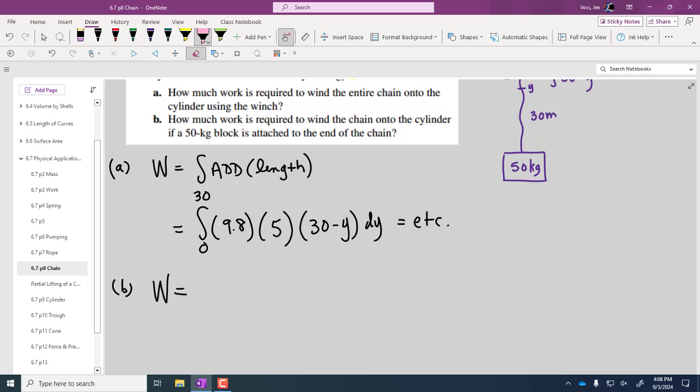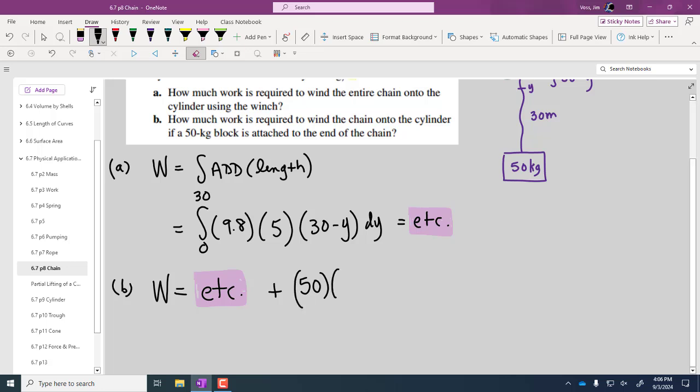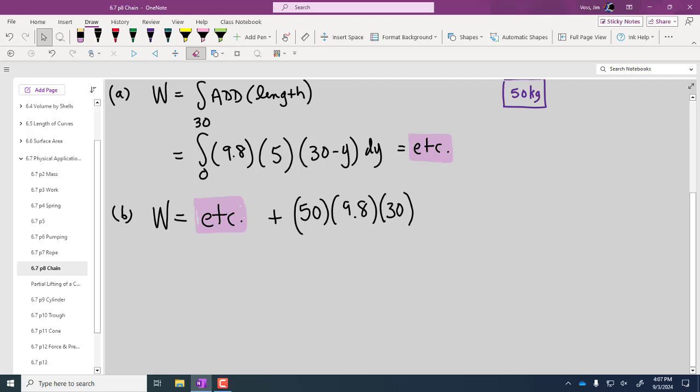Let's call this, so there's our answer to part 1, which is not too hard to find. So we're going to take whatever is in part 1, and we are going to add mgh. So the mass is 50 kilograms, gravity is 9.8, and the distance traveled is 30. So we're just going to add that onto it. So this is the work done to lift a block.